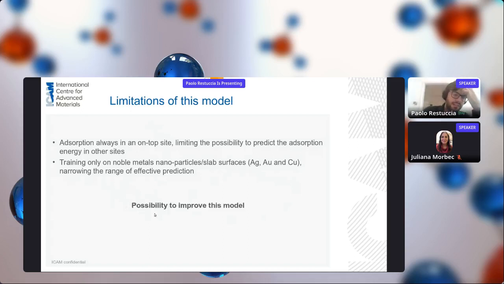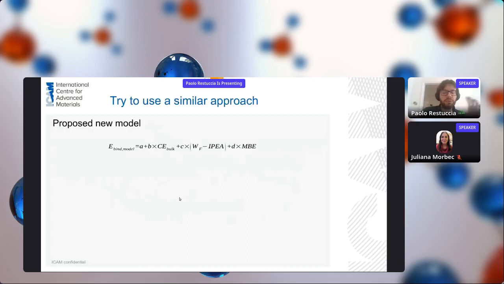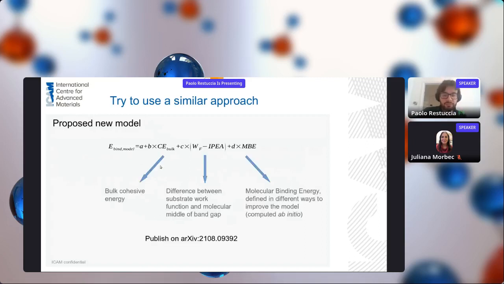So there is plenty of room to improve this kind of approach, and we try to do something conceptually similar, but considering something different, starting from the actual equation that we use, in which we consider different terms. In particular, we are not considering a local cohesive energy, but a bulk cohesive energy, in order to better consider all the different surfaces that we consider in our study.